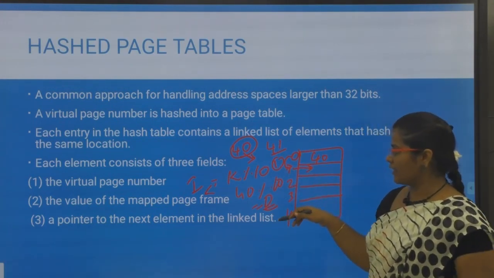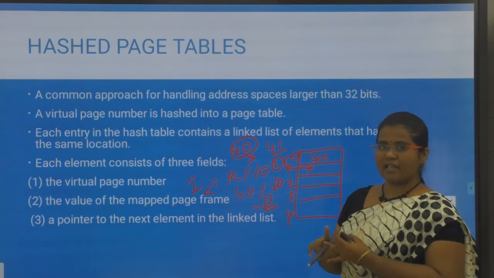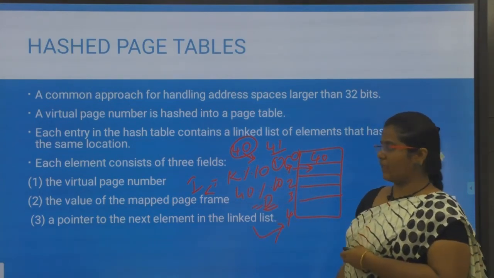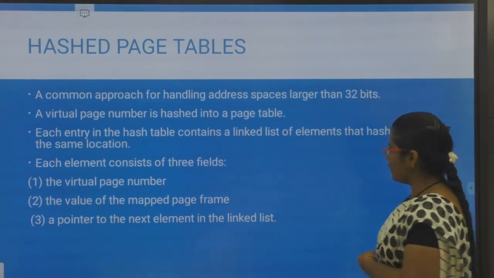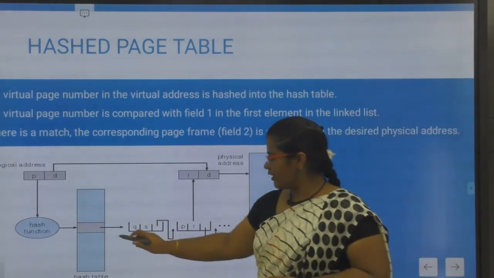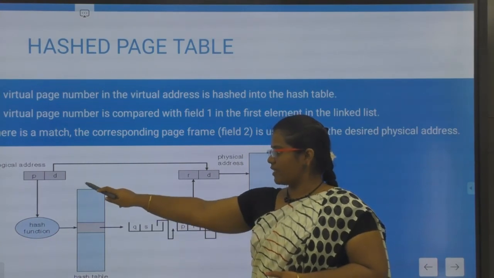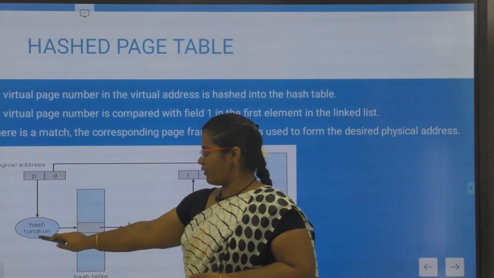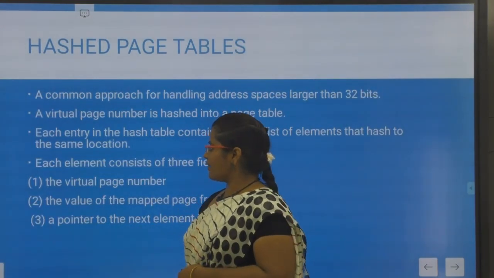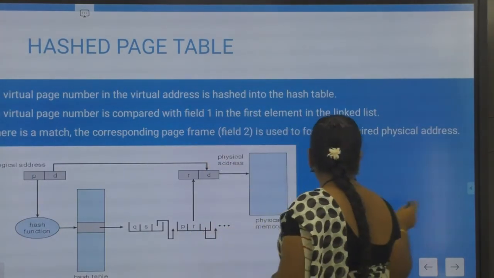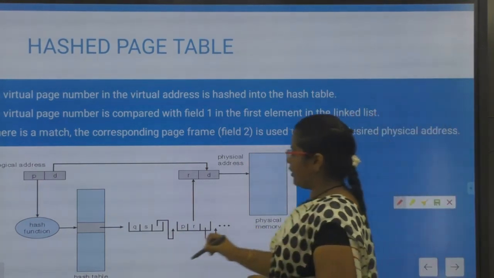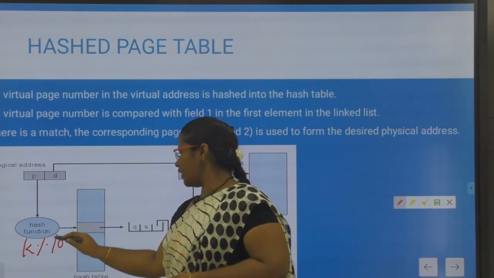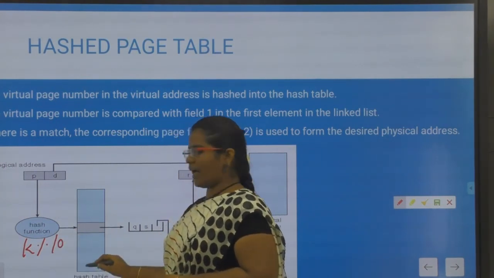In that linked list, first is my page number, second is my frame number, and third will point to the next linked list. You can observe this in the diagram here. This is the logical address generated, page number and offset number. This page number undergoes some hash function, as we have seen. Say for example, we have considered k mod 10. After obtaining the index, I will store it in the hash table.